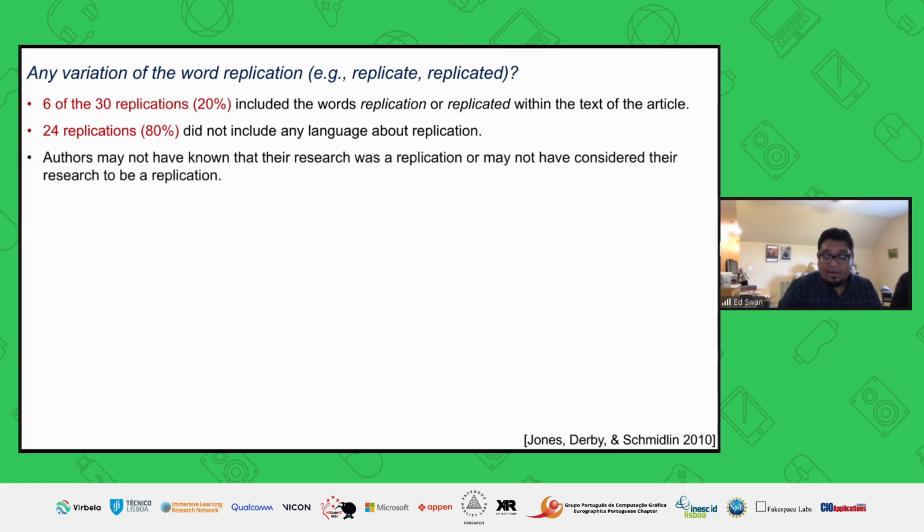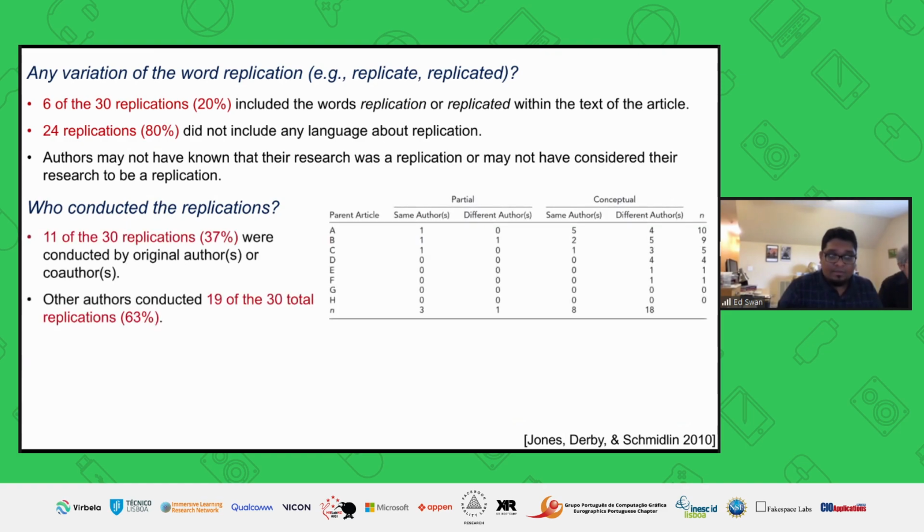They're also saying that authors may not have known their research was a replication, or may not have considered their research to be a replication. So the authors of this survey paper determined whether this is a replication paper or not. The next question is a very interesting one. Who conducted the replication, the same author or a different author? They found that 11 of the 30 replications were conducted by the original authors or co-authors, and 19 were replicated by others.